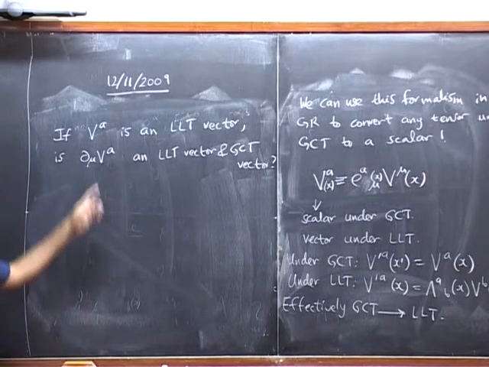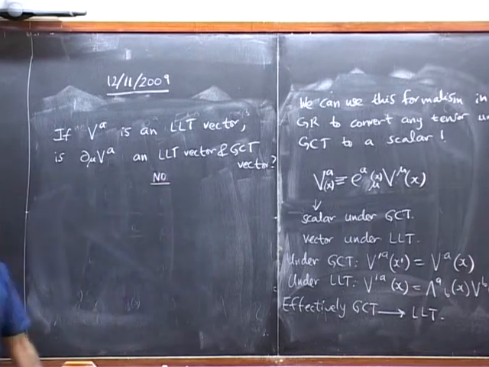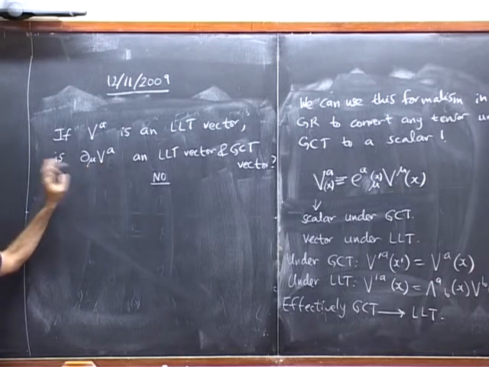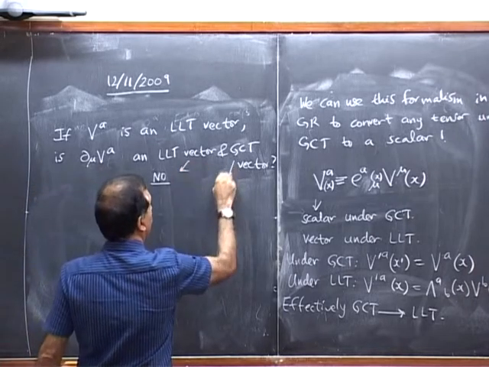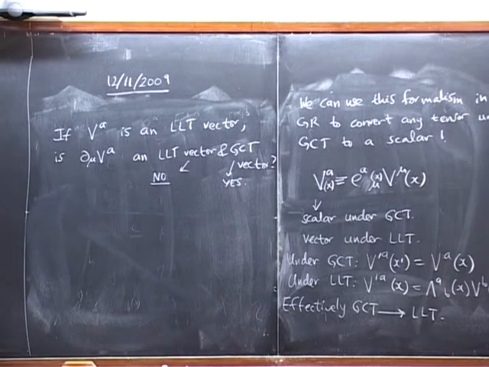And what you might guess is that this is not a vector under LLT actually. It's a vector under GCT. GCT blissfully doesn't care because GCT says, look, this is a scalar. You just take an ordinary derivative of a scalar, so we are fine. So this is no, and this is yes. But it's not an LLT vector, and let's see why.